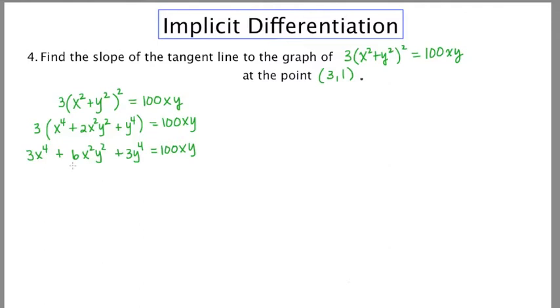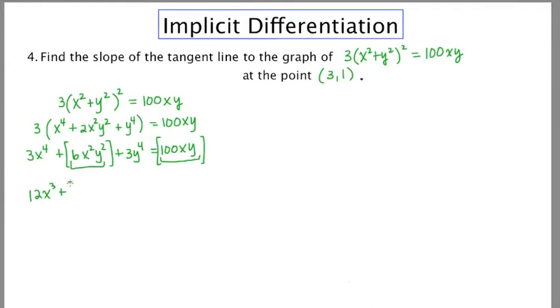Already I'm identifying some problem areas. This expression and this expression are going to both require the product rule. So just be aware of that. I'm going to actually set them off with brackets just as a reminder, hey, I got to do something a little bit different with these guys. So let's start the differentiation process. The first derivative is going to be 12x cubed. That was pretty simple.